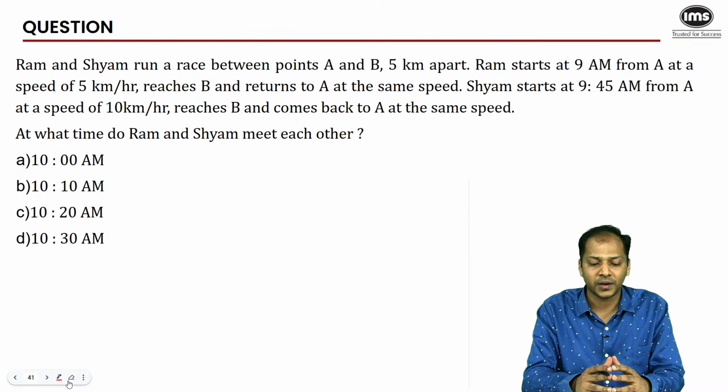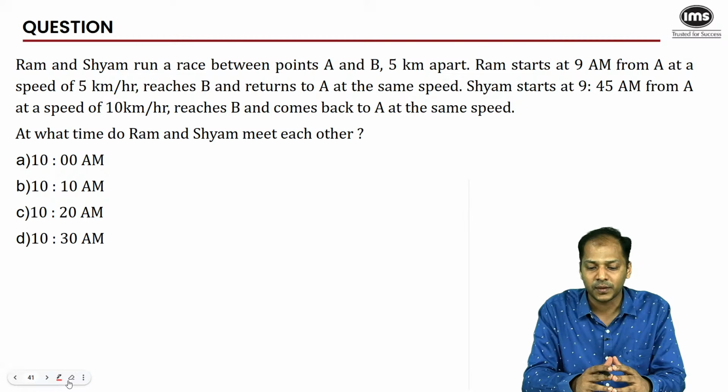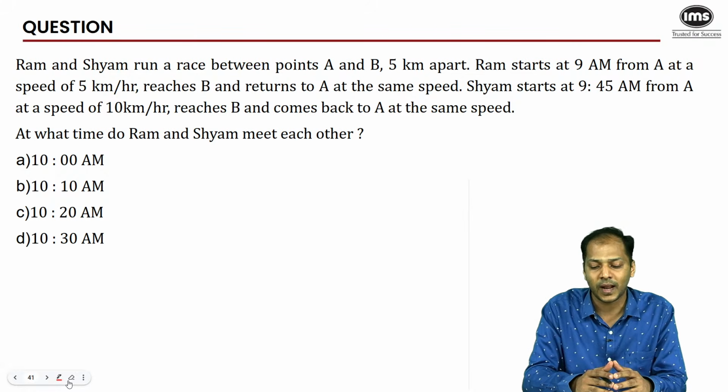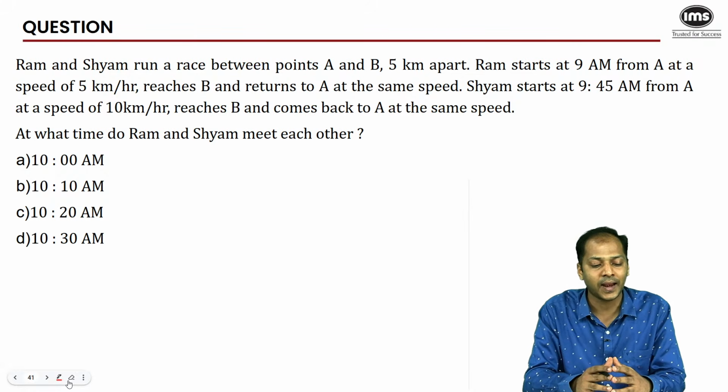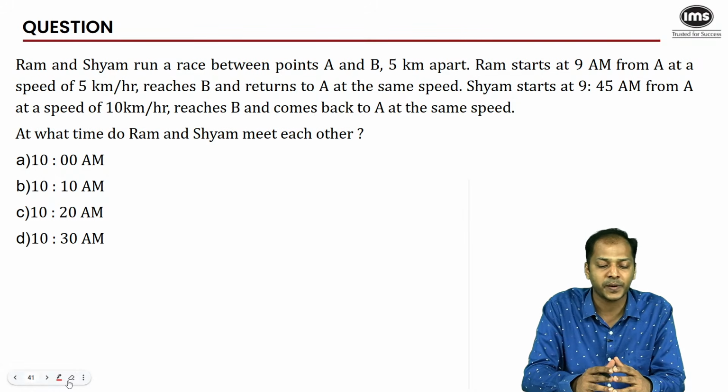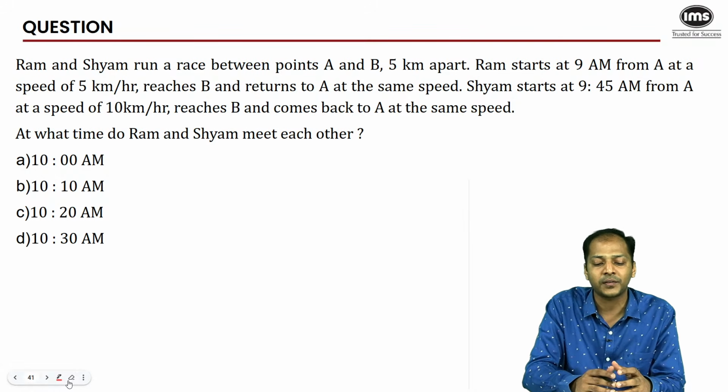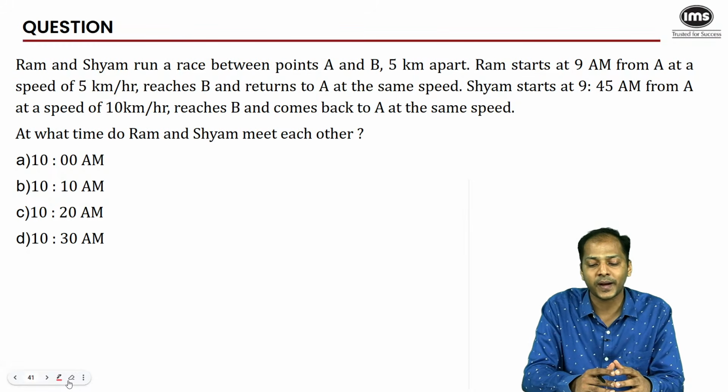Ram and Shyam run a race between points A and B, 5 kilometers apart. Ram starts at 9 AM from A at a speed of 5 and reaches B, and returns to A at the same speed. Shyam starts at 9:45 AM from A at a speed of 10 kilometers per hour and reaches B and comes back to A at the same speed. At what time do Ram and Shyam meet each other?